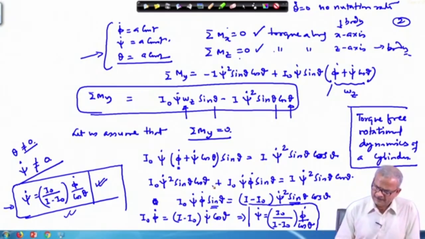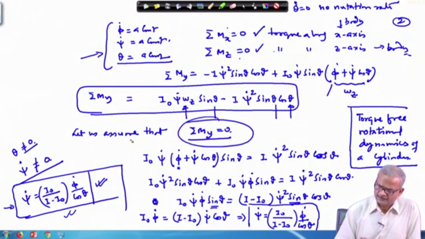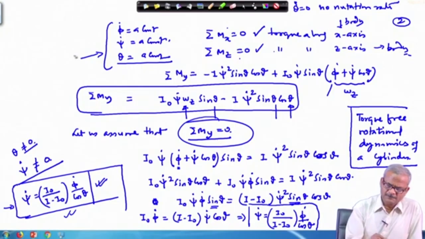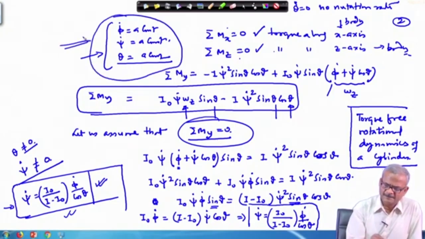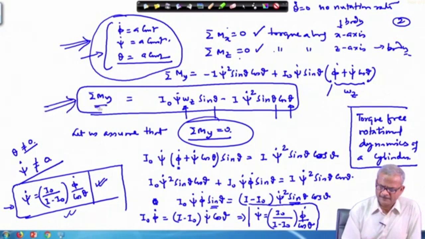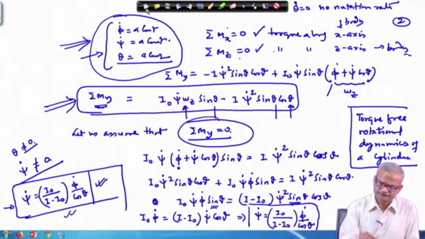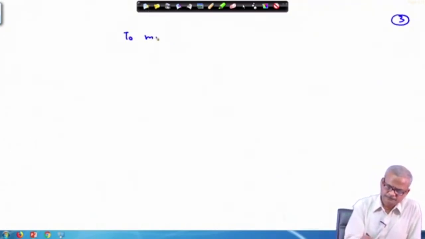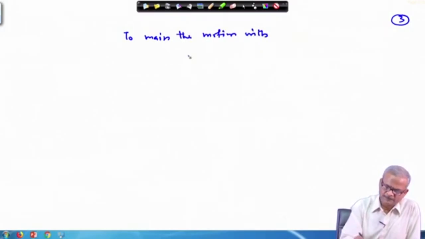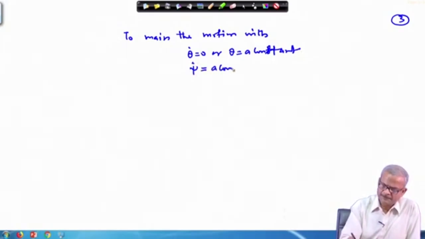Now, we are interested in the case where M_y is not equal to 0. In that case only, these conditions apply. So, we will have to apply this much torque along the y axis to maintain the motion, with theta dot equal to 0 or theta equal to a constant, and psi dot a constant, and phi dot also a constant.